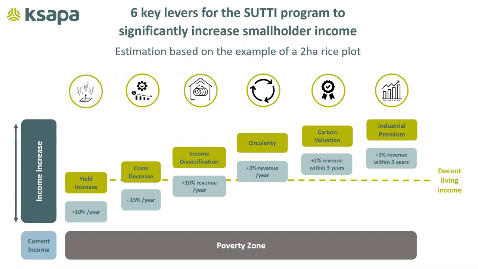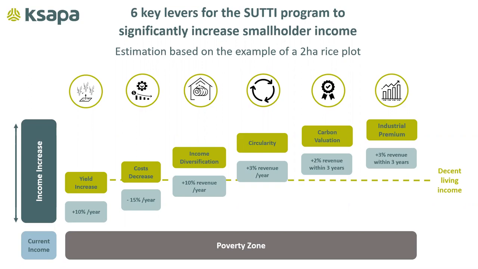minimal income needed to survive in the local area, and we are activating it through this 360 degree analysis, looking at the different components of the farm ecosystem. So as I mentioned, the first component is usually the yield, increasing the yield, which is sometimes the very quick win that we can get.